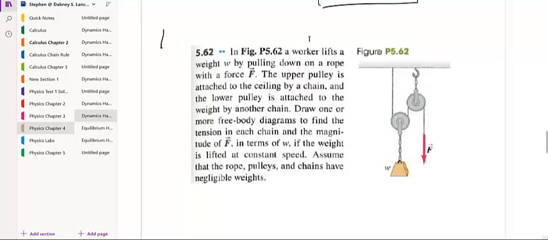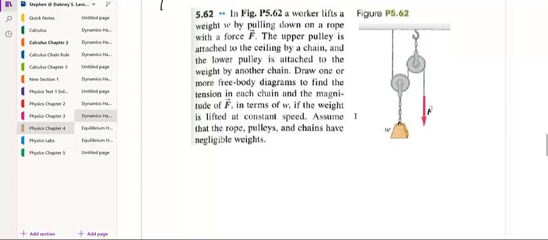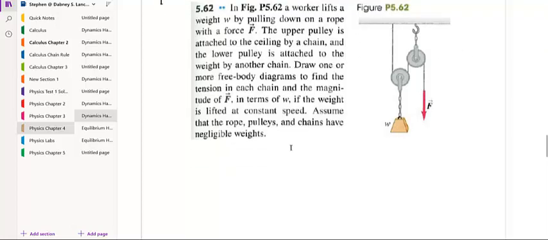Okay, let's do the third problem. This one is actually more of a way to explain how pulleys work. It asks us to draw one or more free body diagrams to find the tension in each chain and the magnitude F in terms of weight W. If the weight is lifted at constant speed, that means there's no acceleration, so it's almost like an equilibrium problem.